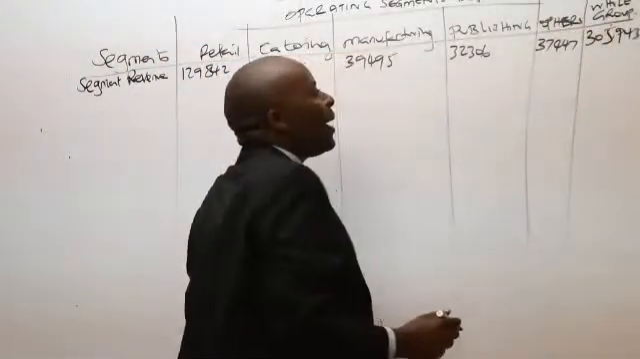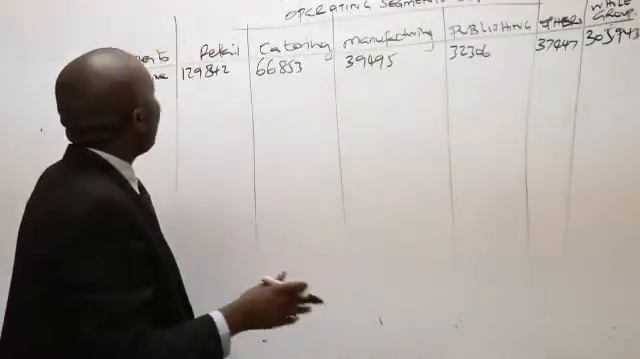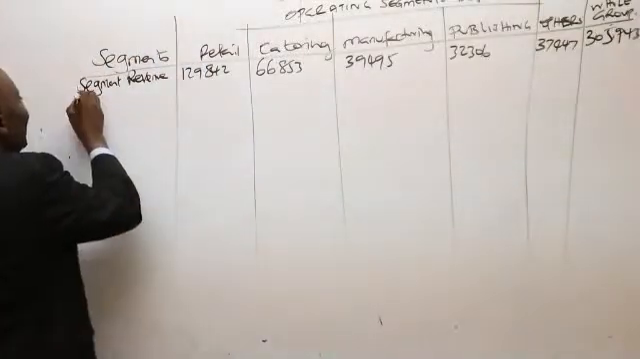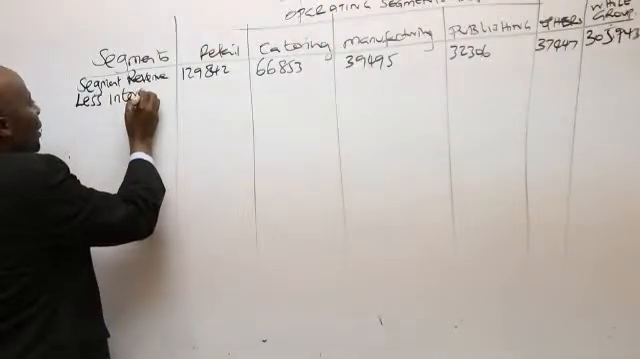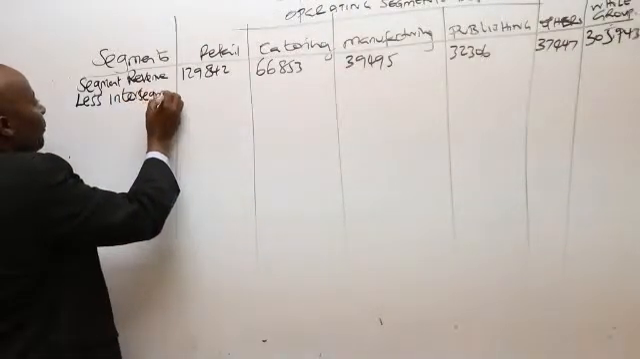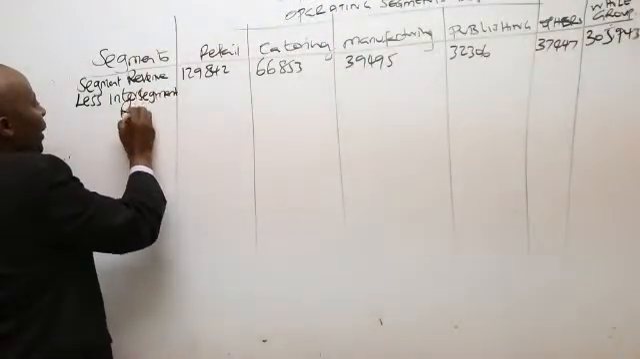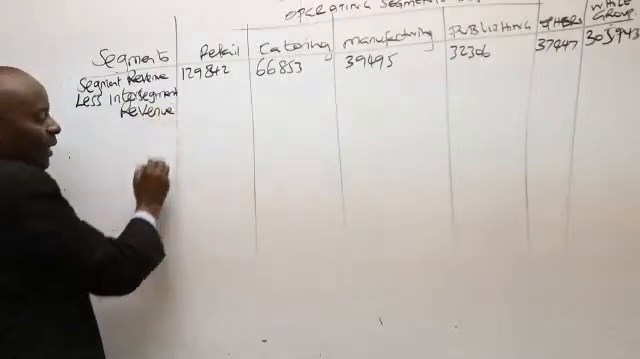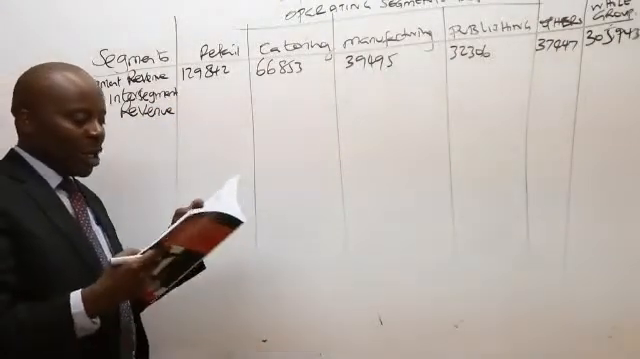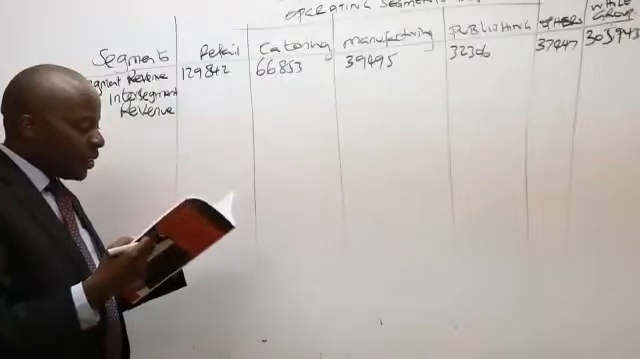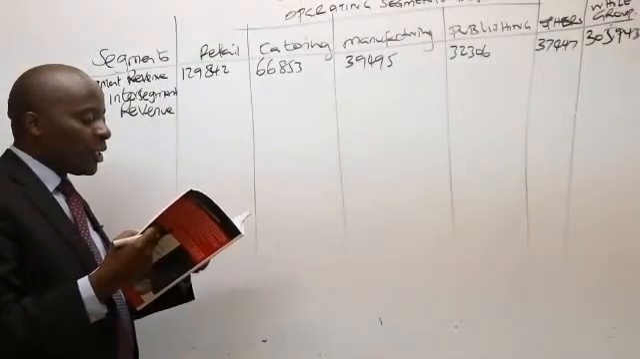Ladies and gentlemen, remember, for revenue, the standard requires us to come under less intersegment revenue. Very easy. Less intersegment revenue. So intersegment revenue, are you able to see that column under note number 2?